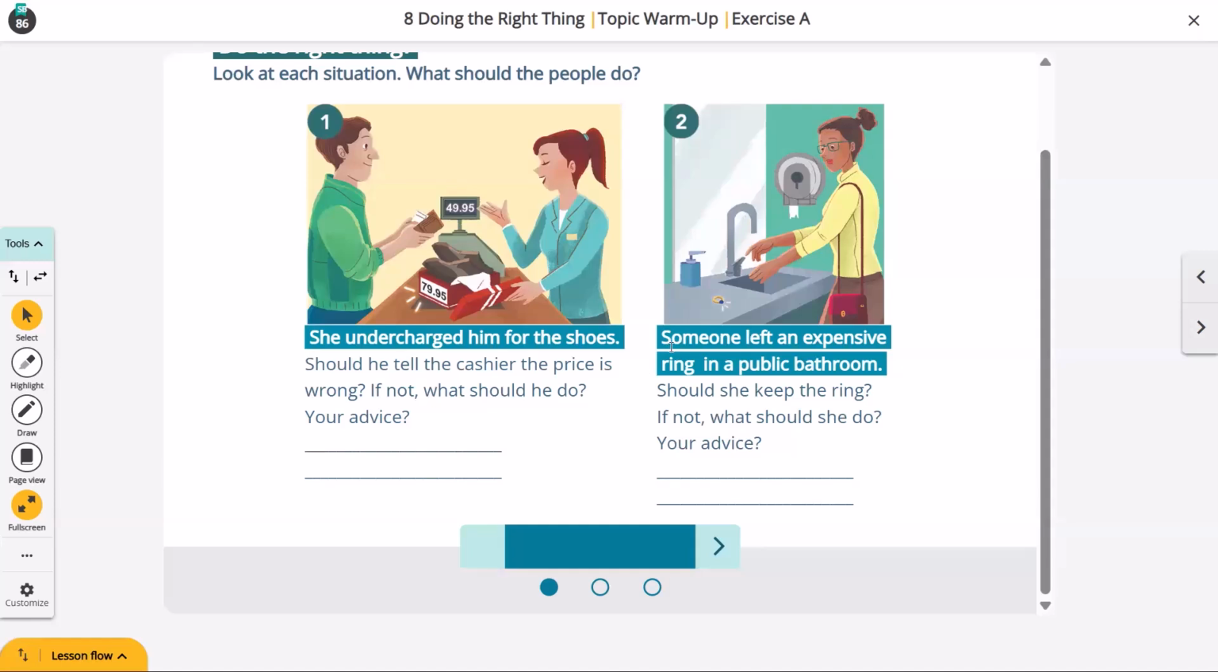Number two, someone left an expensive ring in a public bathroom. Oh my God, this is, I think, a common situation. Not too many rings, but sometimes cell phones, sometimes other valuable things, and there are even some videos recorded by security cameras in other places. So it says someone left an expensive ring in a public bathroom. Should she keep the ring? If not, what should she do? What is your advice in this case?